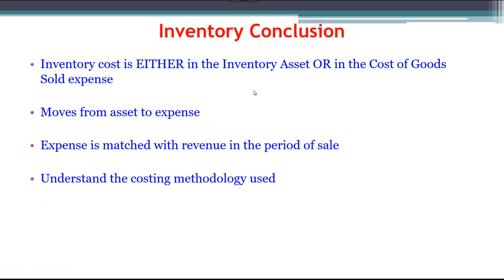So that takes us through our discussion of inventory. Again, what you need to know for this level of accounting. The important thing to know is that inventory cost is either in the inventory asset when we first purchase it and are holding it, but eventually it's moved into the cost of goods sold expense. So it moves out of the asset into the expense, but the point is that inventory has to be in one of those two places. We try to match that expense with the revenue in the period of sale. And again, we need to understand the costing methodology that we used, FIFO, LIFO, weighted average, whatever. We need to understand that.